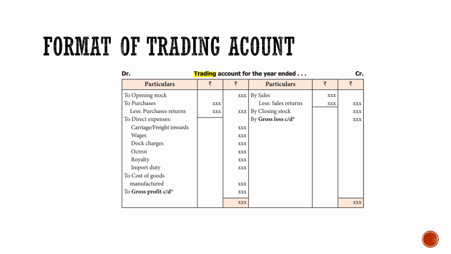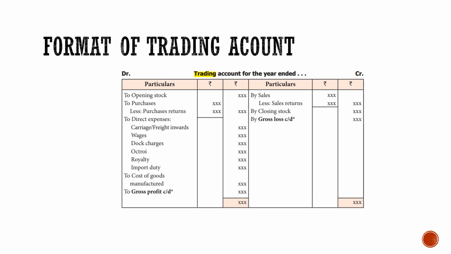So this is the format of trading account. We have a debit side and credit side. In the debit side, we have to write opening stock of the company and purchase. If it is purchase return, we have to subtract it, and also direct expense will come in the debit side. We know the direct expenses: carriage inward, wages, dock charges, royalty, import duty, octroi, and also the cost of goods manufactured. And in the credit side, we have to write sales. If it is sales return, we have to subtract it, and the closing stock will come in the credit side.